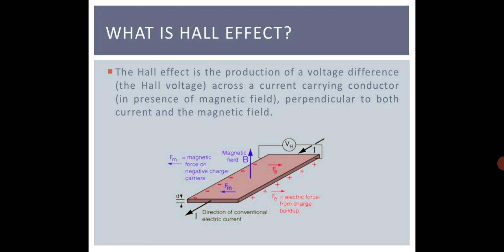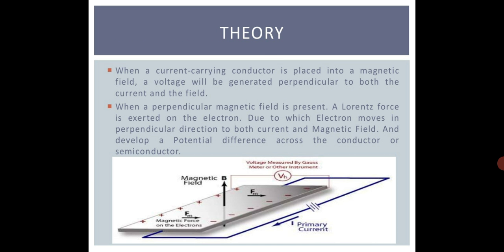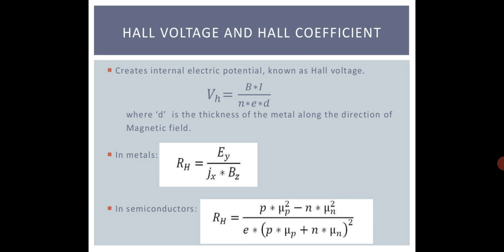So when a current carrying conductor is placed into a magnetic field, voltage will be generated perpendicular to both current and field. When perpendicular magnetic field is present, Lorentz force is exerted, which we had studied in previous years, on the electron, due to which electron moves in a perpendicular direction to both current and magnetic field and develops a potential difference across a conductor or semiconductor. So what is Hall voltage? It creates internal electric potential.